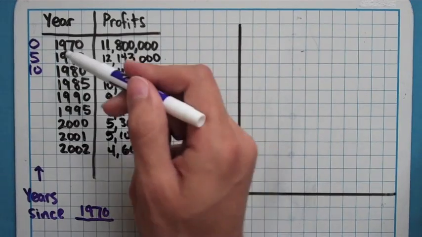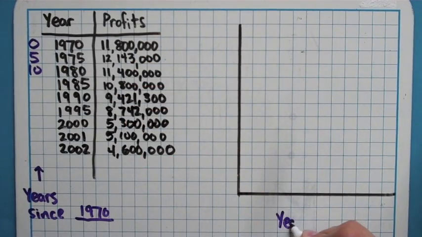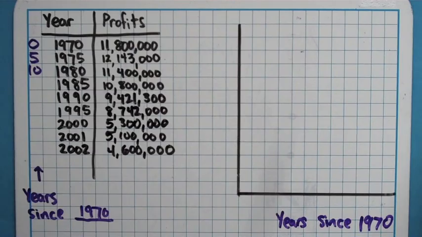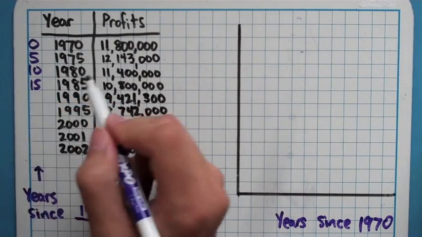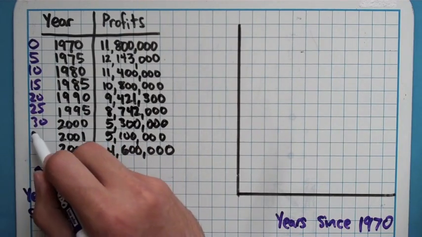So instead of having these ugly big numbers, if I just call my X right here years since 1970, since my starting year, that allows me to use nice small numbers right here. So this would be 15, 20, 25, 30, 31, 32.